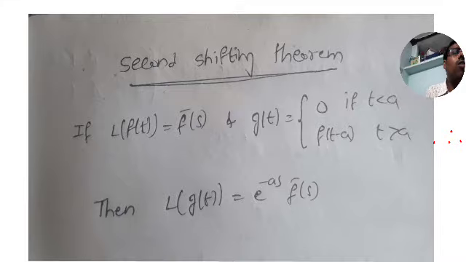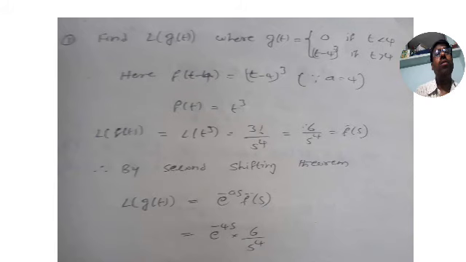Problems on second shifting theorem. We have to finish it up. The first problem: find L of g of t. You have to find the Laplace transform of g of t. But how is g of t defined?